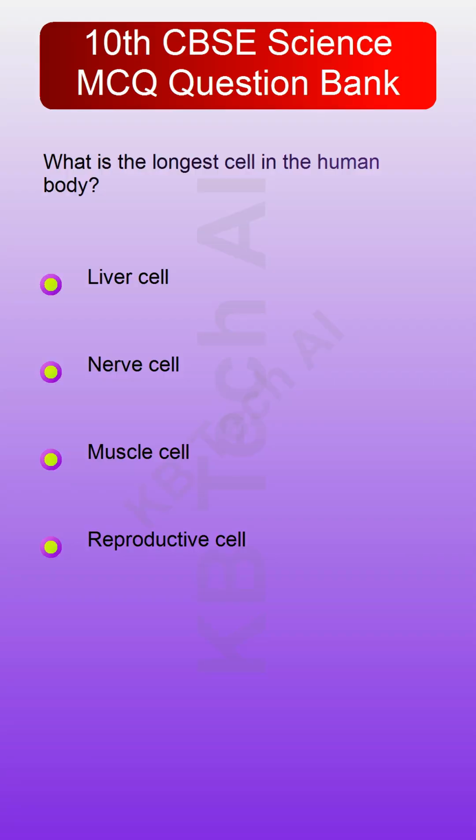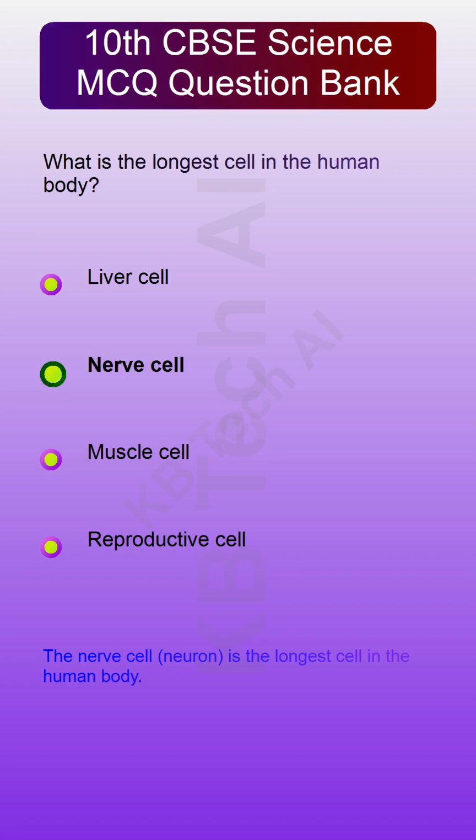What is the longest cell in the human body? Option 1, liver cell. Option 2, nerve cell. Option 3, muscle cell. Option 4, reproductive cell. The answer is Option 2, nerve cell.